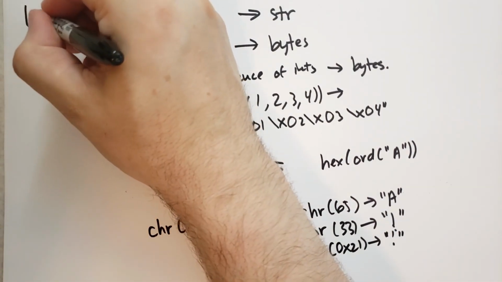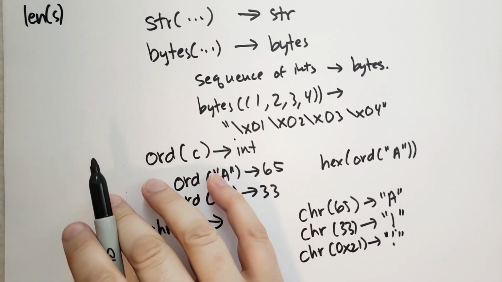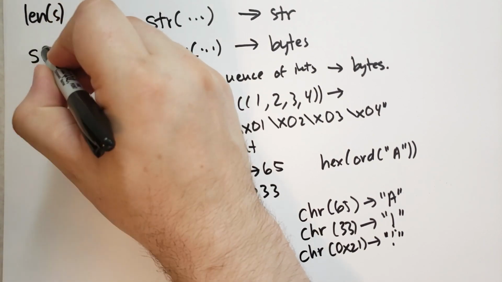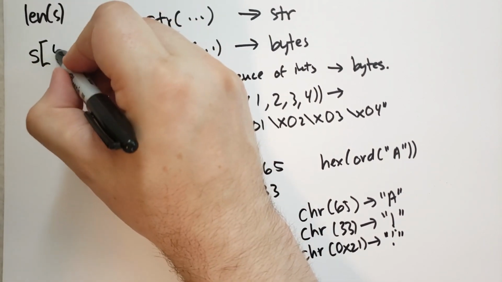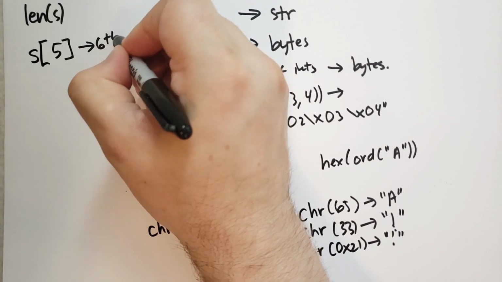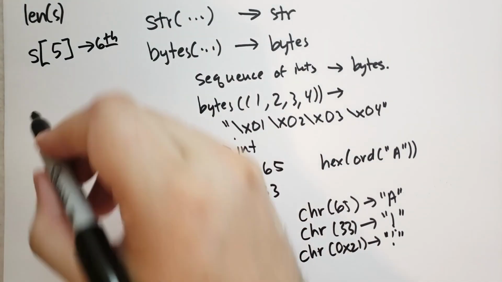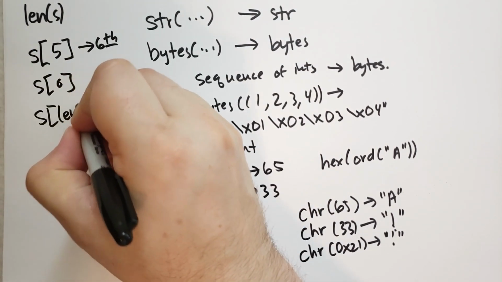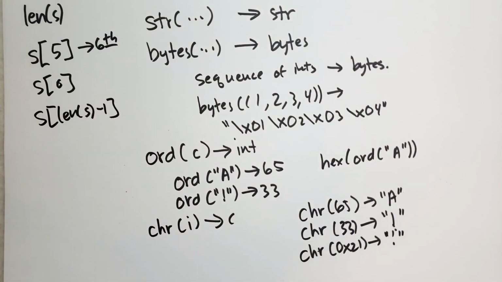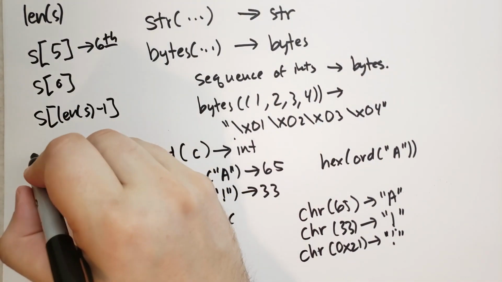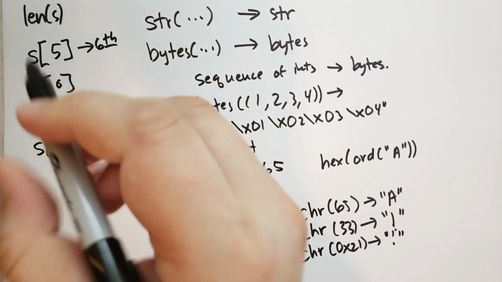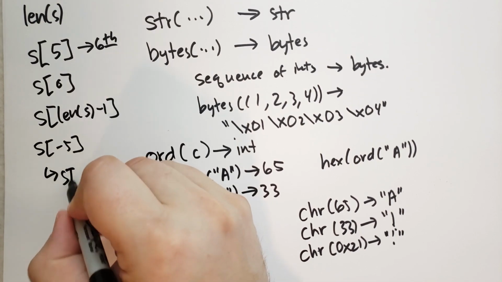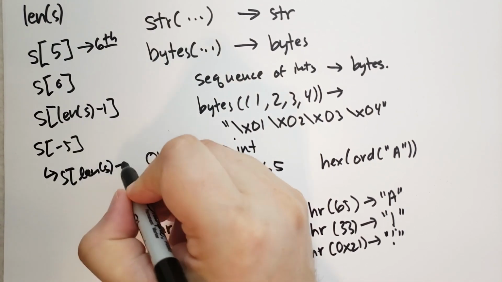There's also len. If you pass a string into len, it'll tell you how long that string is. And you can do simple subscription. So you take the string, use a square brace, and then put an integer in there. This will give you the 6th code point in the string. S[0] will give you the first code point, and S[len(S) - 1] will give you the last. You can also use negative indexes. For instance, S[-5]. This will give you the 5th from the last. This is interpreted as S[len(S) - 5].